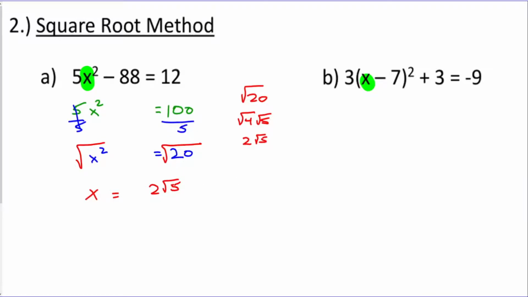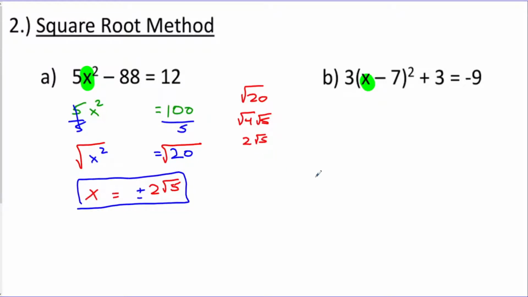Please do not forget, however, that 2 root 5 is not the only answer, because anytime I square root a squared, like I did here, the other side will always have a plus or minus. It's possible that I squared positive, or it's possible that I squared negative to get that answer. So plus or minus 2 root 5, that would be our answer.